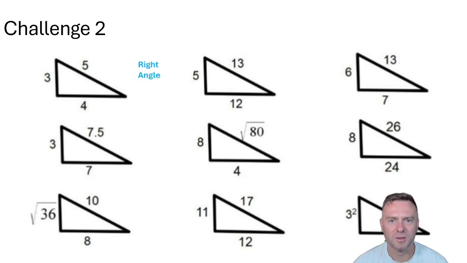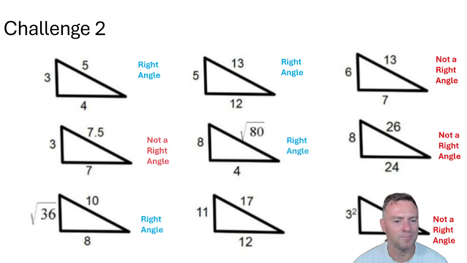Cool. So the first one that you found there was a right angle triangle. The 5, 12, 13 was a right angle. The 6, 7, 13 was not a right angle. The 3, 7, 7.5 was not a right angle. The 4, 8, square root of 80 was a right angle. The 8, 24, 26 was not a right angle. The 8, square root of 36, which is just 6, 10 is a right angle. The 11, 12, 17 was not a right angle. And then the 9, 14, 15 was also not a right angle. Hopefully you've been able to go through those and that's making sense for you.